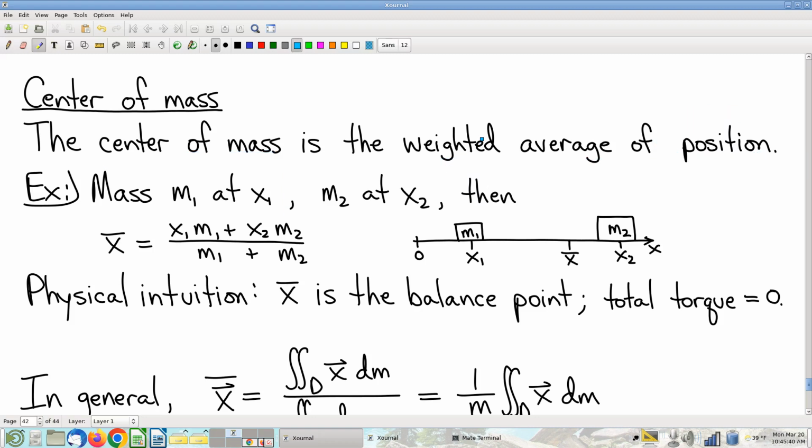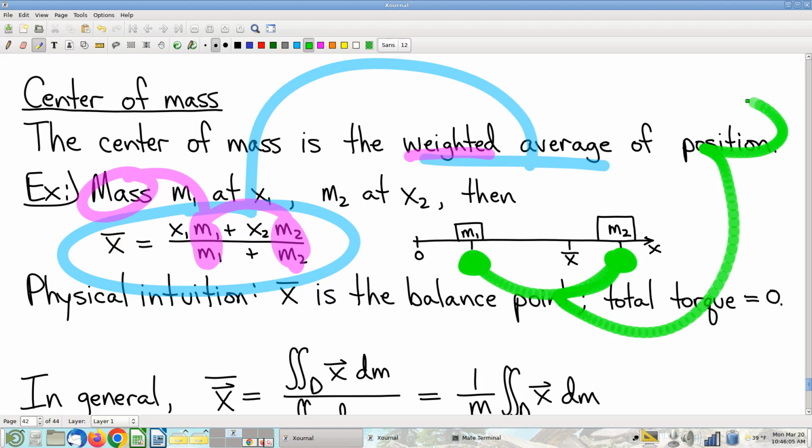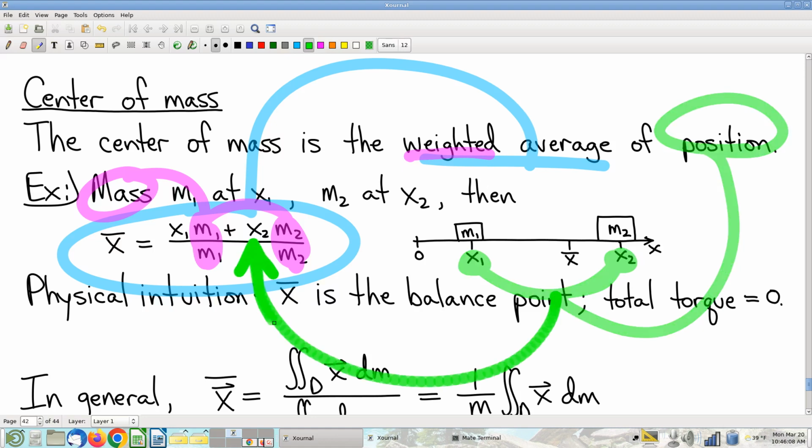So literally then, weighted average, right? Here's our formula for a weighted average. And obviously we're going to use the masses as the weights. So weighted average of position, right? The positions are x1 and x2. Literally weighted average of position. All right with everybody? So, again, a formula.